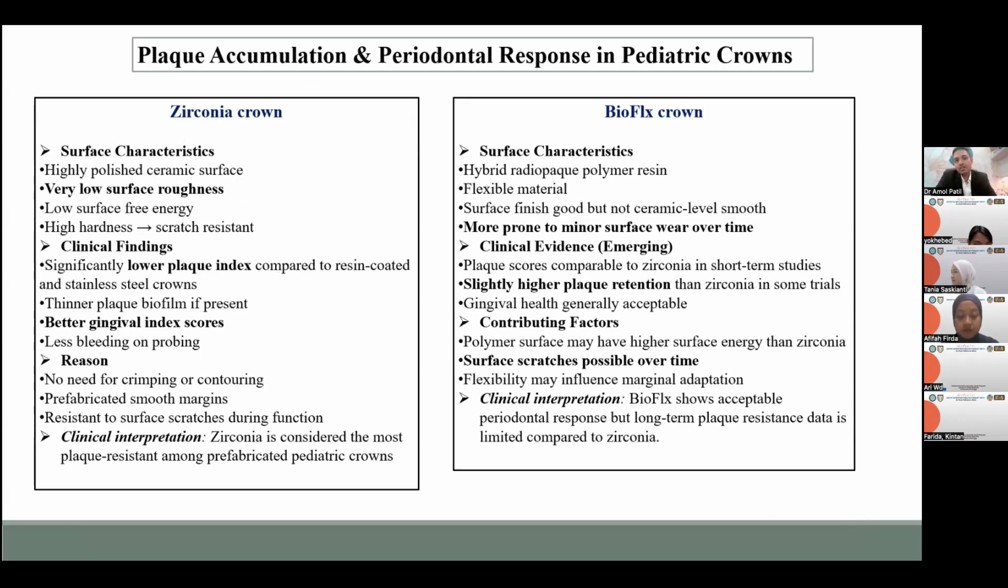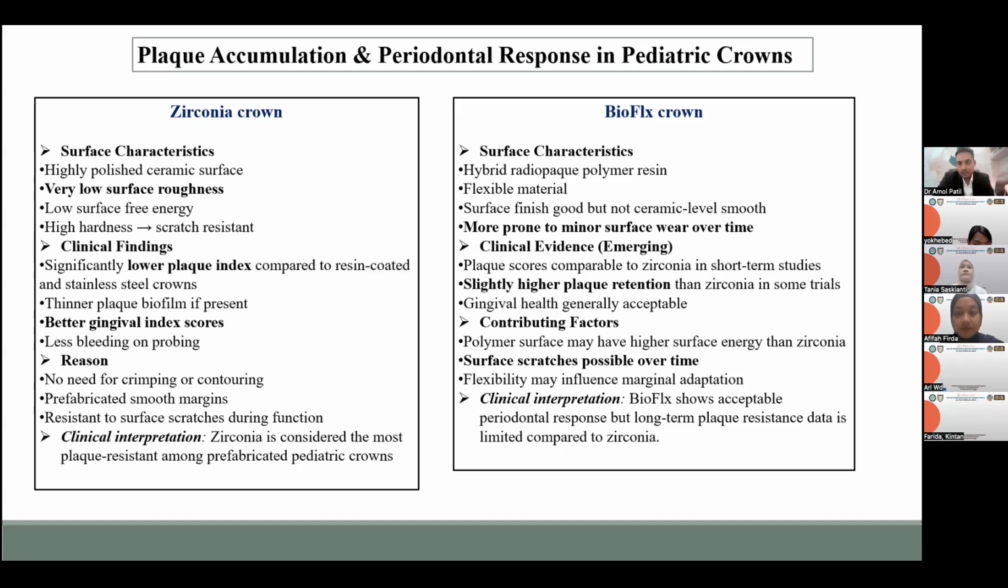When we compare these crowns with the zirconia crowns, again they have a highly polished surface because of the ceramic surface, because of which there is low surface roughness, and because of the low surface roughness, there is low surface energy, which can lead to lower plaque accumulation. Because of that, gingival health is better with the zirconia crowns as compared to the Biflex crowns.